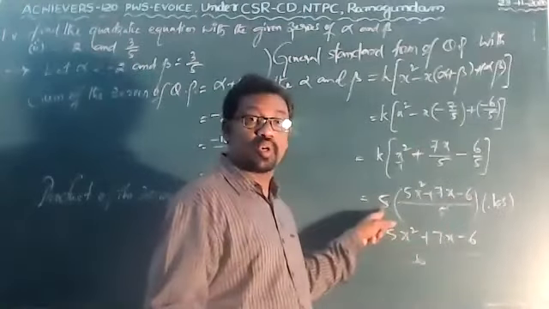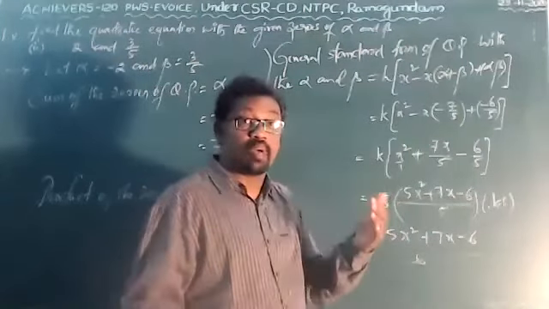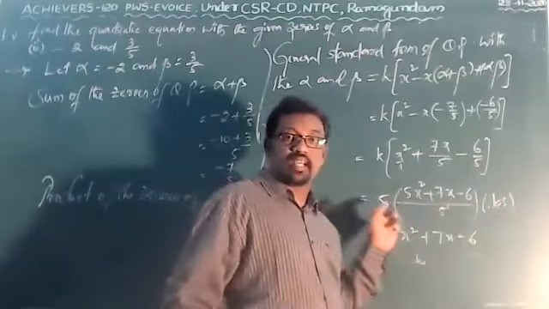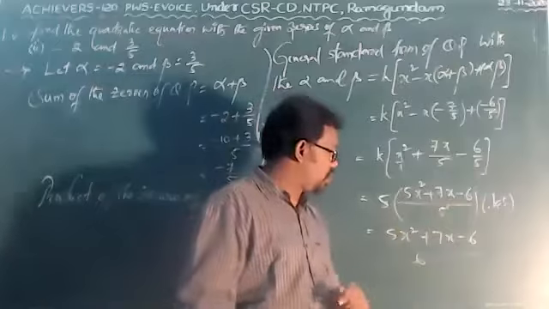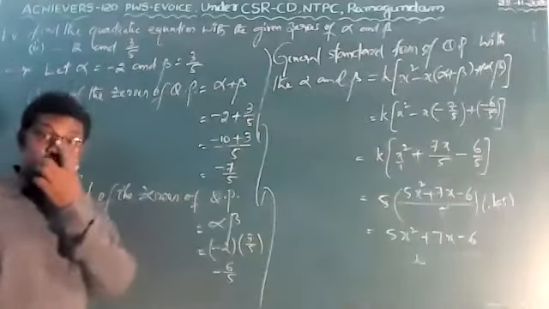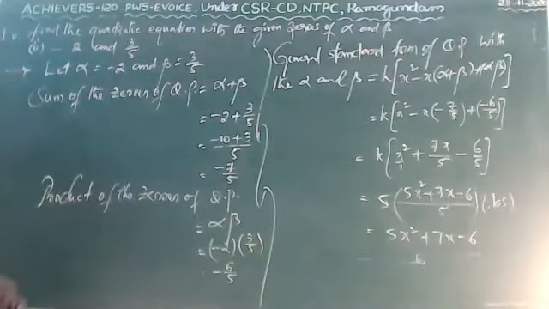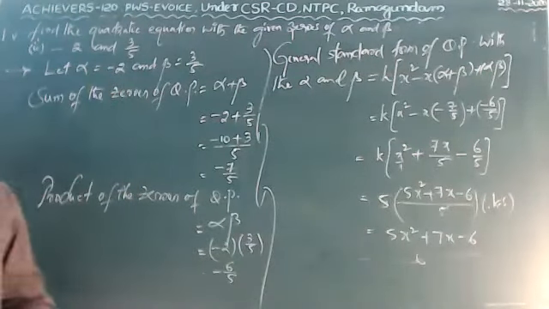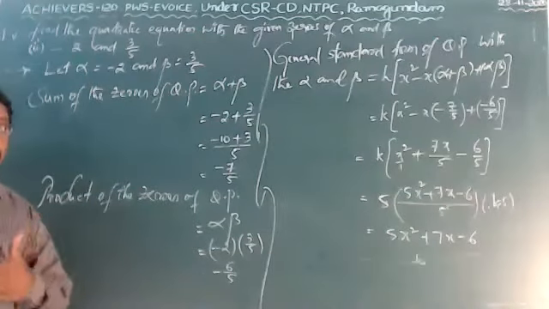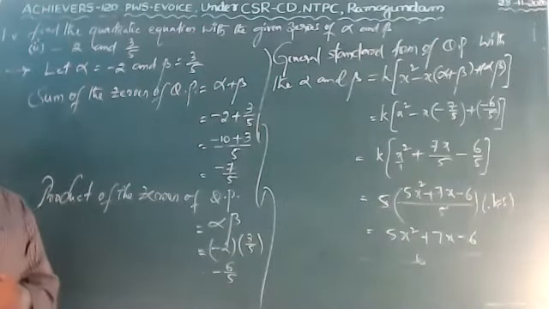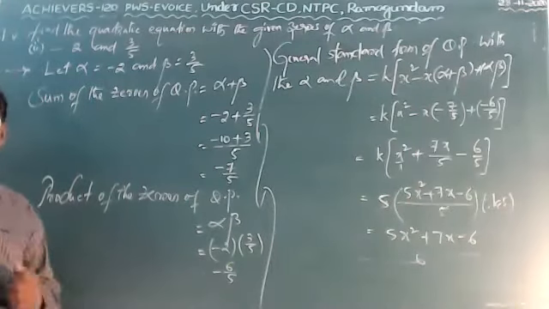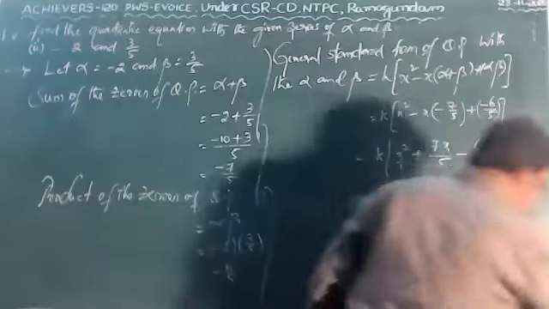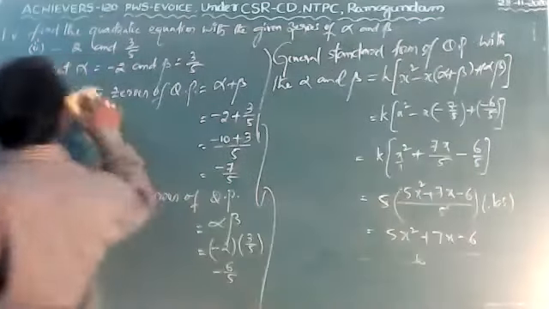And since k is equal to the same denominator value, k is equal to 5. The 5 gets cancelled and it remains in standard form. That is 5x square plus 7x minus 6, the quadratic polynomial with zeros minus 2 and 3/5. Okay. Now we will see the cubic polynomial. Like this quadratic polynomial, we will see the cubic polynomial.